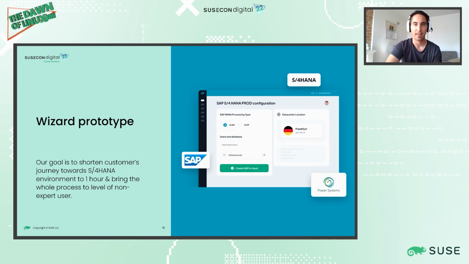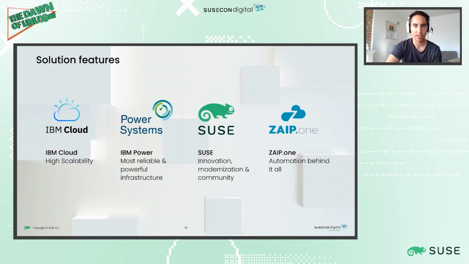Having said that, let me introduce our Wizard prototype. The goal of this tool is simple. Accelerate the customer's journey to S/4HANA environment, automate the whole process to around 1 hour, and enable it for non-expert users. We're only cooking with the best ingredients. We chose IBM Cloud for its high scalability, IBM Power for being the most reliable and powerful infrastructure, SUSE with the innovation tools and the modernization approach, and ZIBE1, which does the orchestration and automation behind it all.